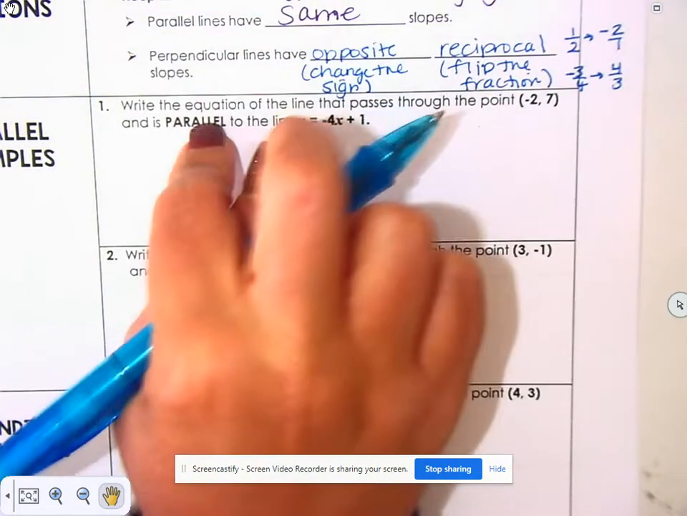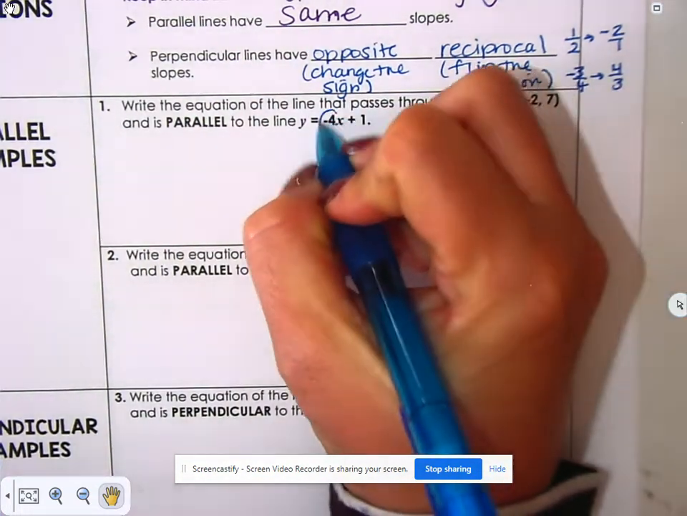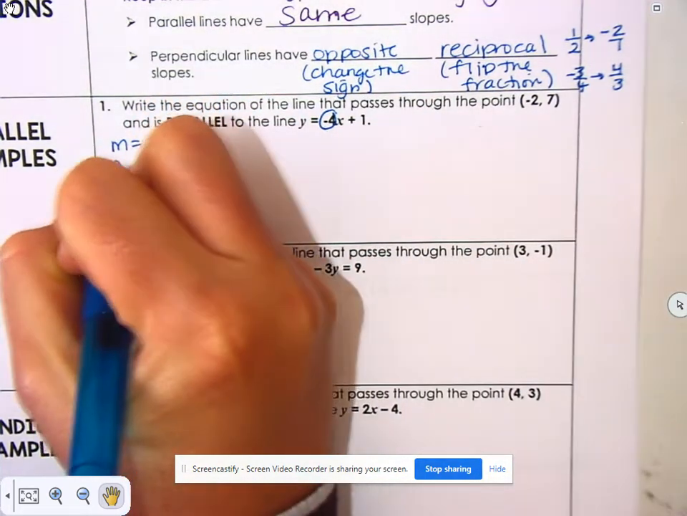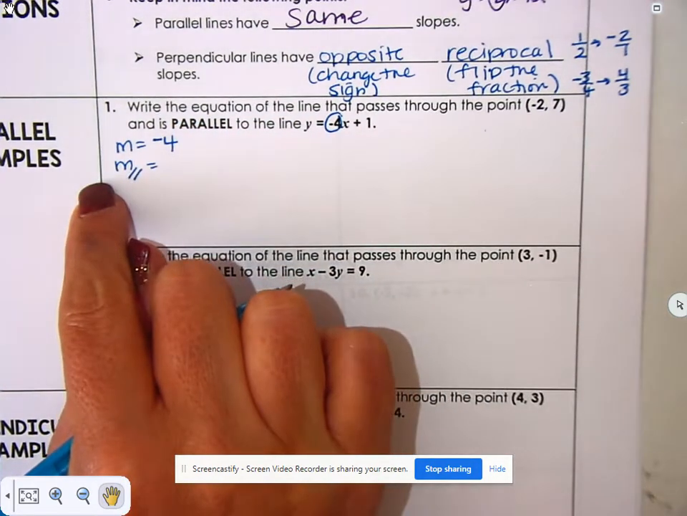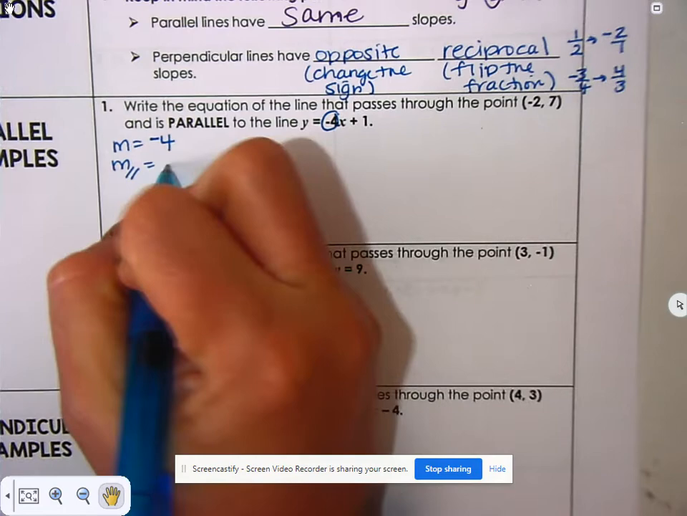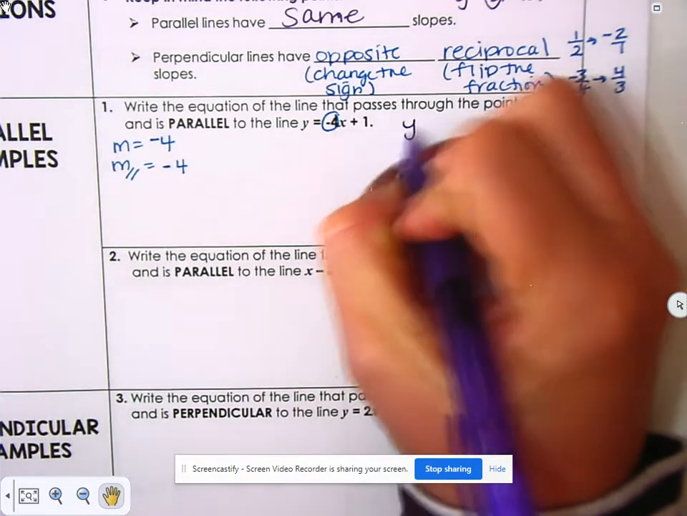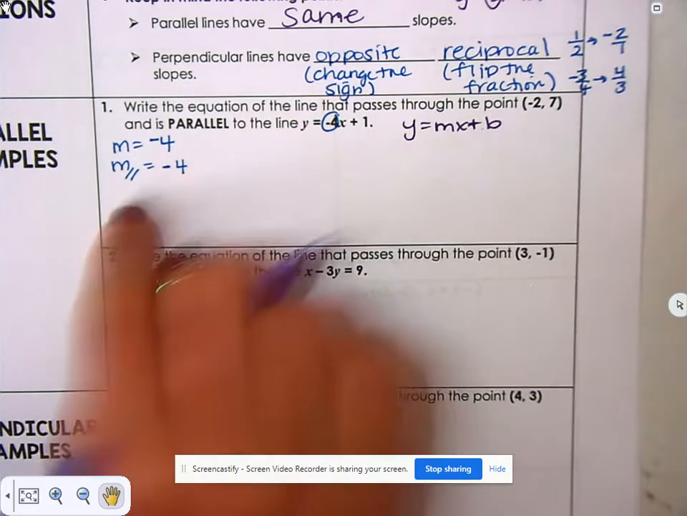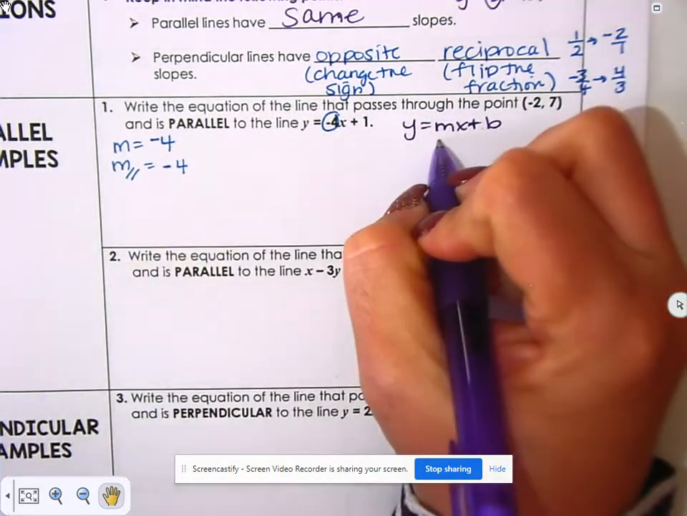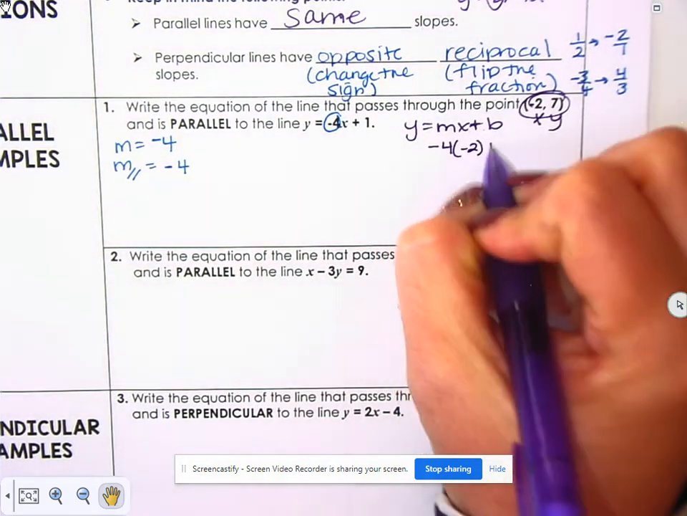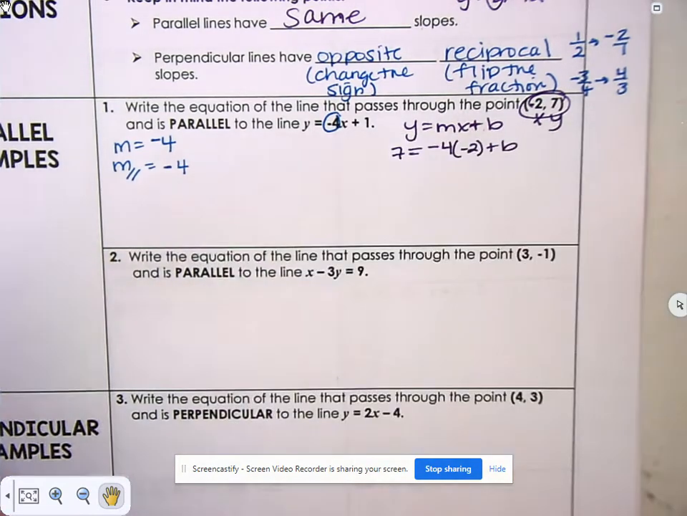Remember, parallel means the same slope. My slope right now is negative 4, so my parallel slope, which I denote with m, our slope letter, is also negative 4. Go back to Unit 2, when we wrote equations of lines in general using the formula y equals mx plus b. We've got our m, and they gave us this point, which represents our x and our y, and you need to find the b. We've done that several times in the previous couple weeks.